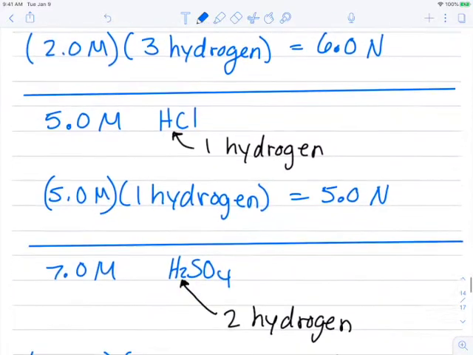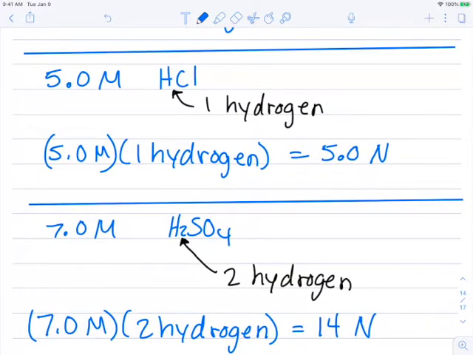All right, so next up, let's take a look at that HCl. 5 molar HCl is still 5 normal because we're multiplying it times how many hydrogens can come off. So 5 times 1 is still 5. Any questions about that HCl and why the molarity and the normality are the same?